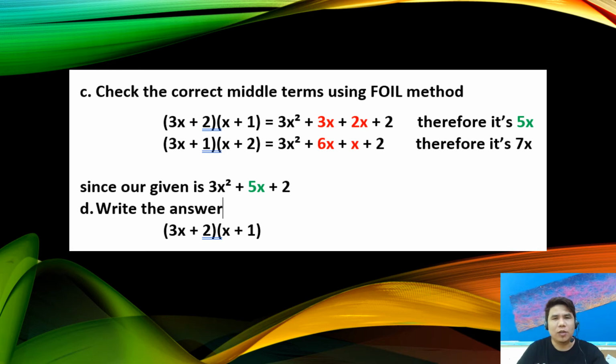Since our given is 3x squared plus 5x plus 2, we will look into these two answers, 5x and 7x, which one is correct and the same. So you see it's 5x, therefore we're going to choose these factors, 3x plus 2 times the quantity x plus 1, as our final answer. Then you can write the answer that way.